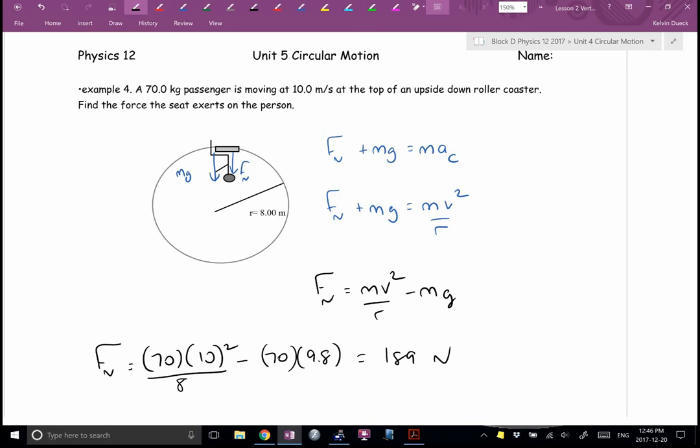Could you ever feel more than your weight at the top of the loop? It's all about that v. Yeah, if that v gets fast enough, and it's a squared, so maybe instead of going at 10, if I was going at 40 when you ran the numbers, you might end up with an answer still bigger than 700 newtons. You would feel more than your normal weight. You would really feel like you were getting pushed into the chair instead of falling out of the chair.